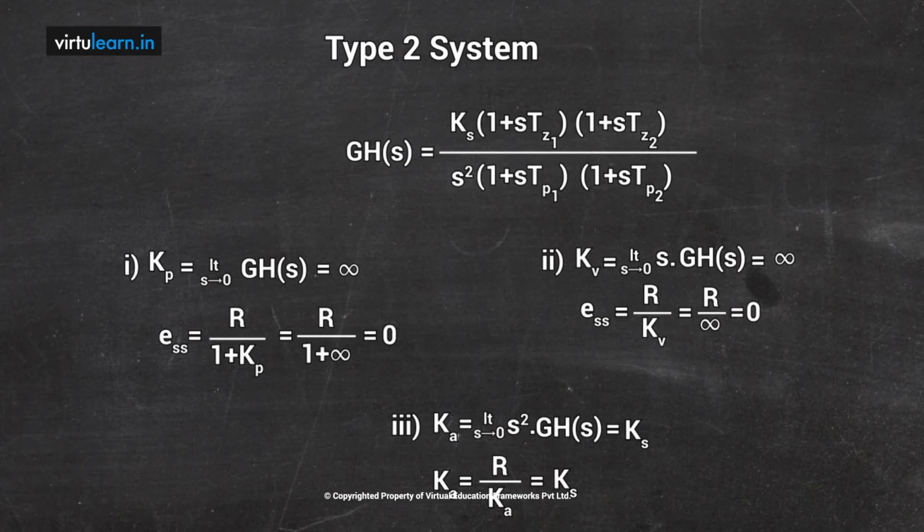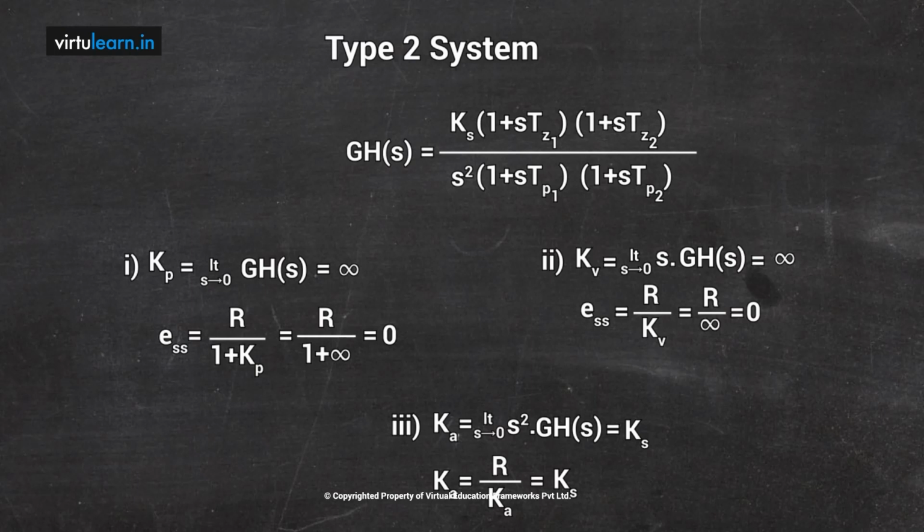And Kv is limit s tends to 0, s into GH of s. Again, if you take a type 2 system here, one more s is coming in the numerator, so that results in 0. One more s is coming in the denominator, that results in infinity. Then your steady state error is R by Kv, that is going to be 0.